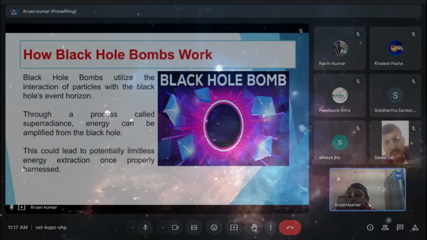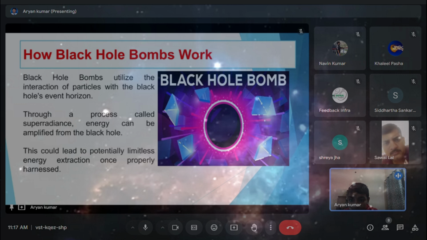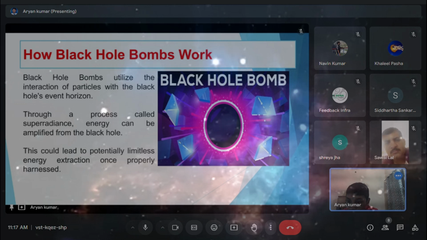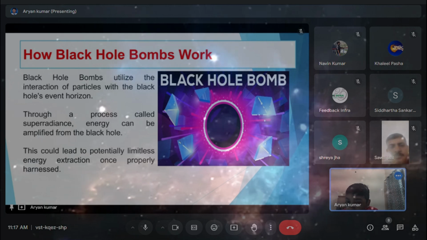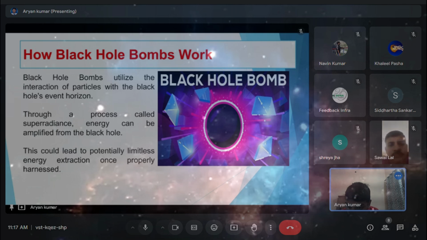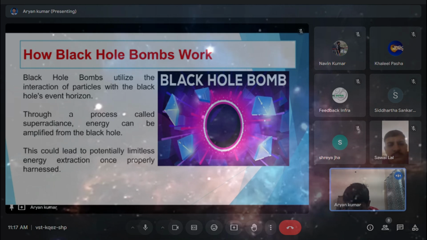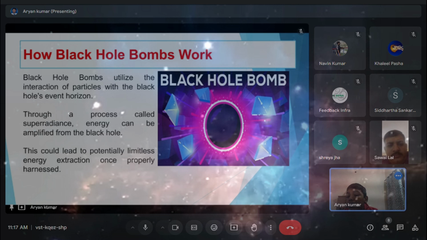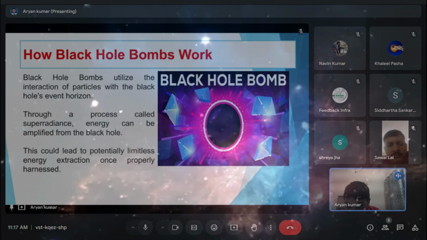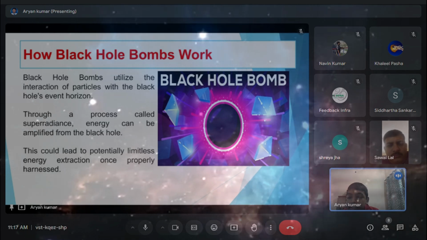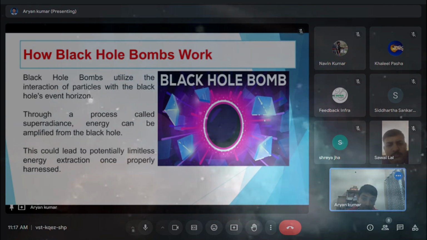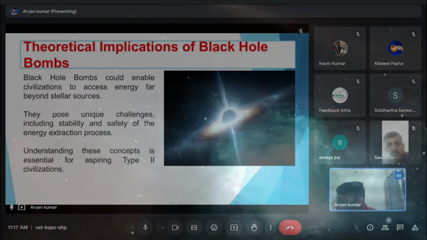Black hole bombs utilize the interaction of particles with the black hole's event horizon through a process called superradiance. Energy can be amplified from the black hole. This could lead to potentially limitless energy extraction once properly harnessed. So this is talking about that.